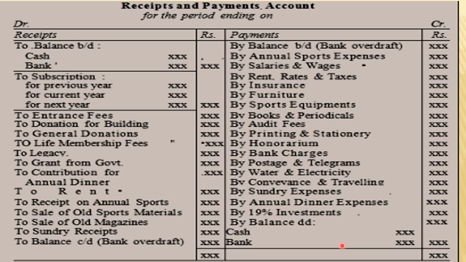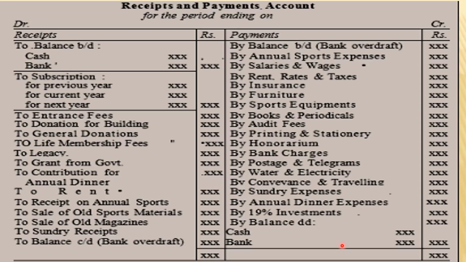So this way, this is the basic concept of what will come in income and expenditure and what will come in the balance sheet. The basic criterion is that revenue nature goes to income and expenditure. If it is a payment, then it will come as expenditure. If it is received, then it will come as income.